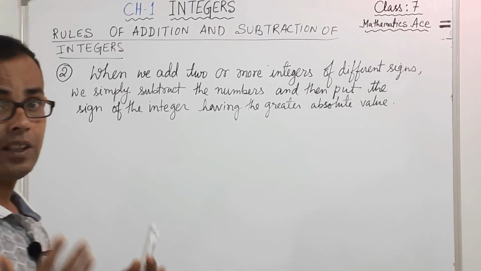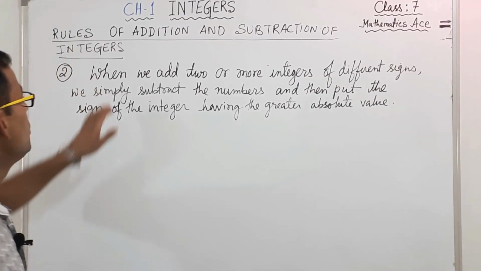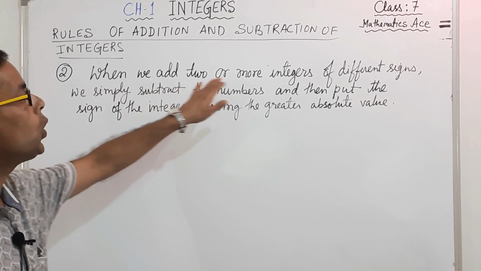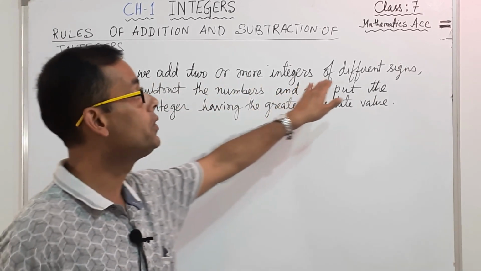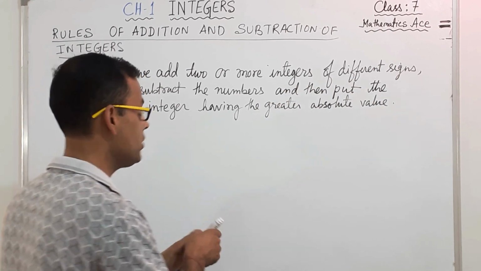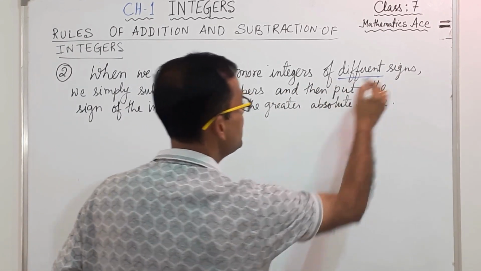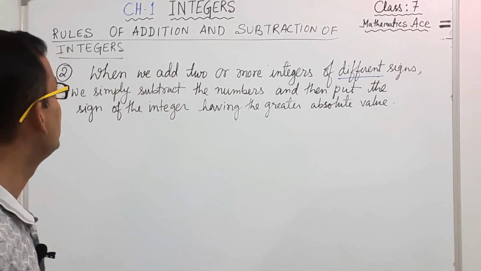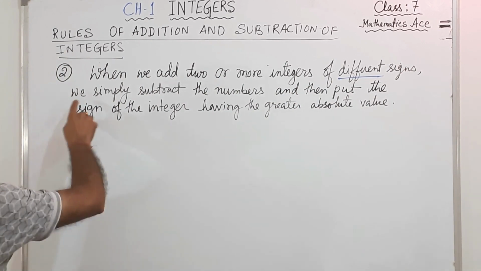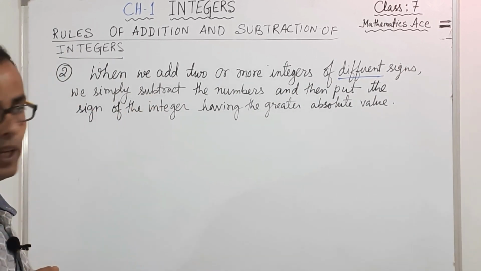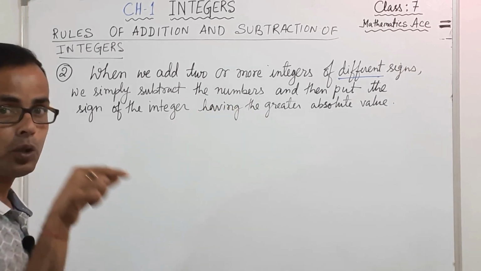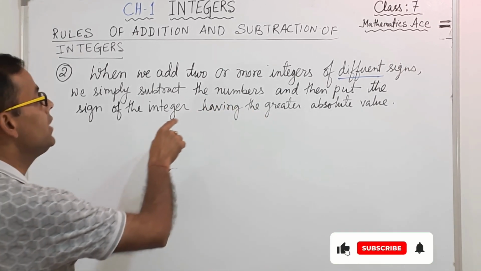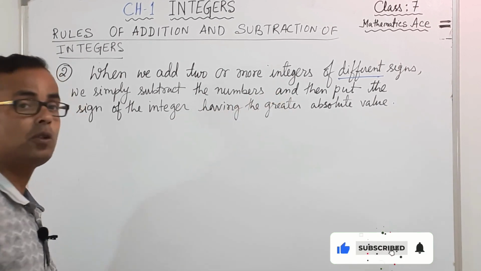Okay. Now the second rule is what? When we add two or more integers, same thing, we are adding two or more integers of different sign. Previous one was same sign, now it is different sign. Then what we used to do, we simply subtract the numbers. And then put the sign of the integer. We will put which sign? We will put the sign of the integer having the greater absolute value.